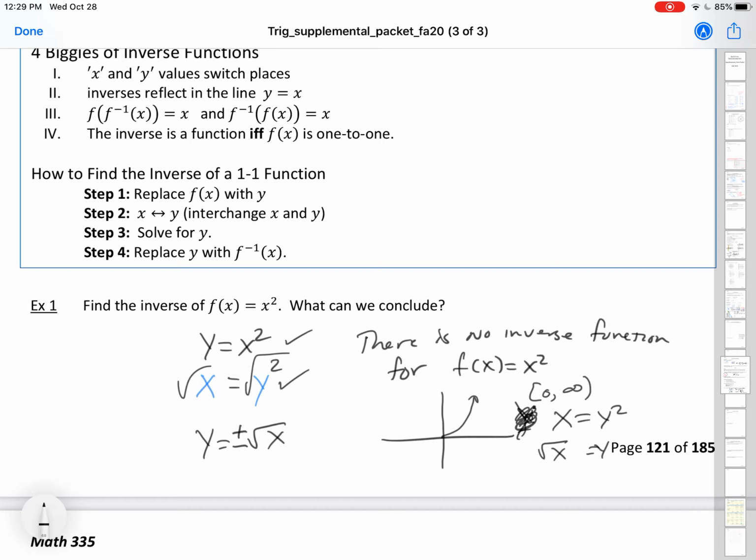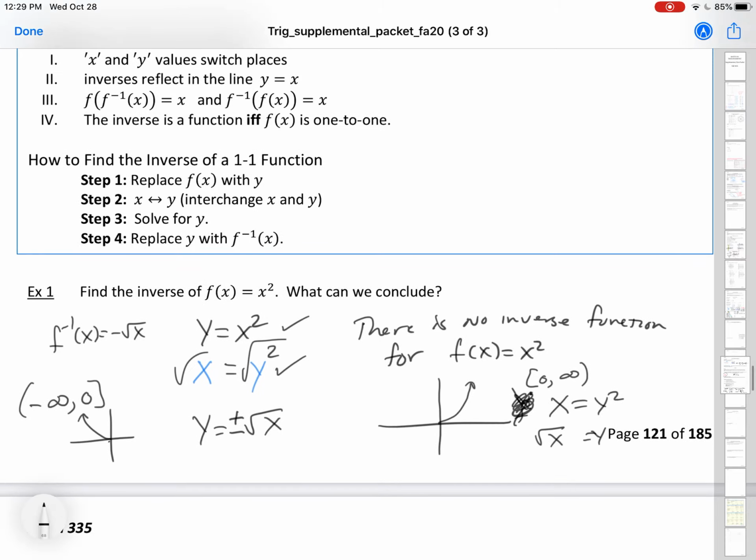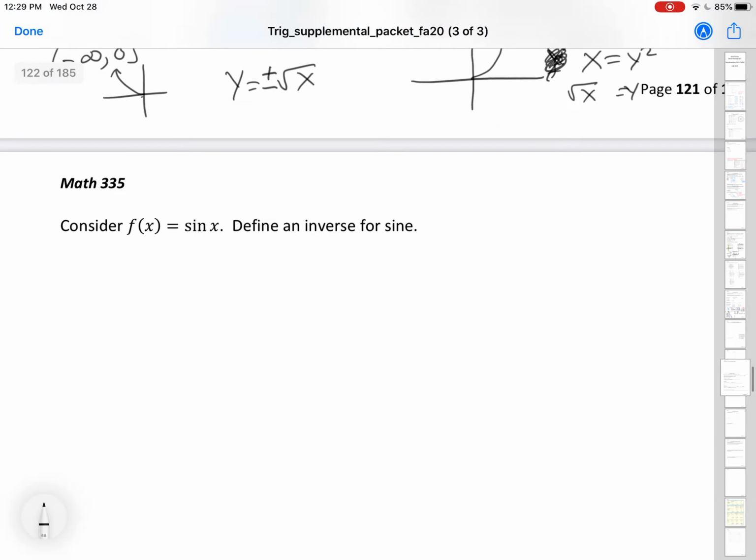If we wanted the other side, I would go from negative infinity to 0. And we would be on this side. And what would our inverse function be? Our inverse function would be the negative square root of x. Because remember, we've got to get negative values out of this thing. And so that's what our inverse function would be, the negative square root of x. And remember, it's just undoing that thing.